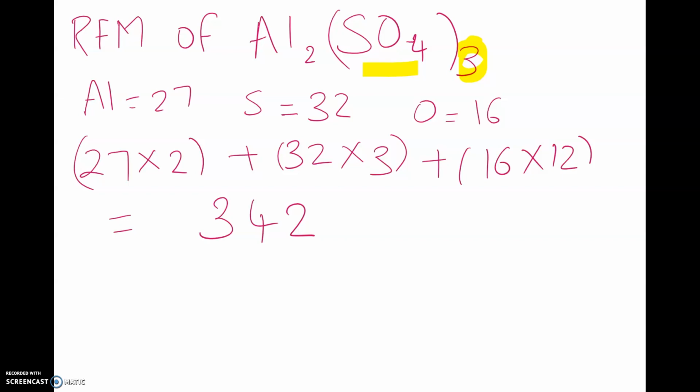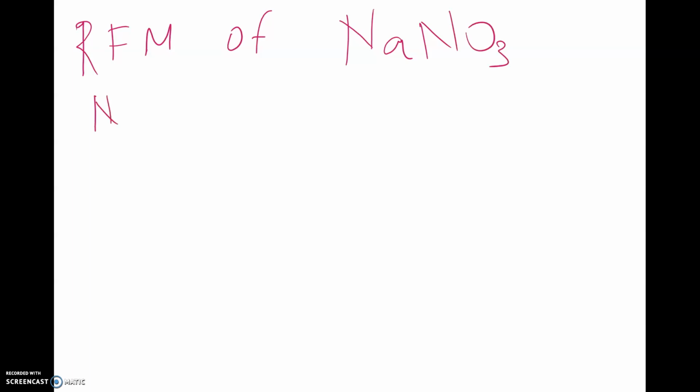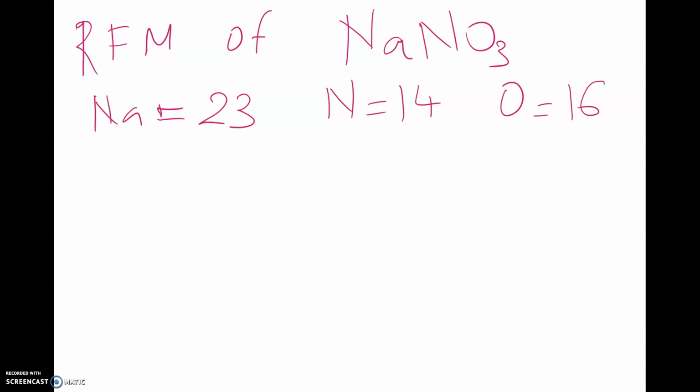Now, I'm going to ask you to see if you can solve this problem. So let's have a go. Can you calculate the relative formula mass of sodium nitrate? Sodium is equal to 23, nitrogen is 14, and oxygen is 16. Let's pause and see if you can do this.